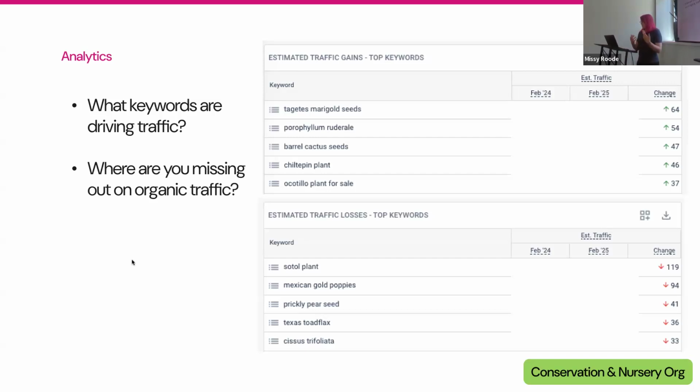I do want to point out that I looked up that Sotol plant there, and the reason it dropped off is that the page has been removed. That product is no longer in their inventory, and so that's why it dropped off like that. So it's important, again, to start to dig into why these patterns are showing up. What might be the reason? And you can do that even before you go into conversations with users.